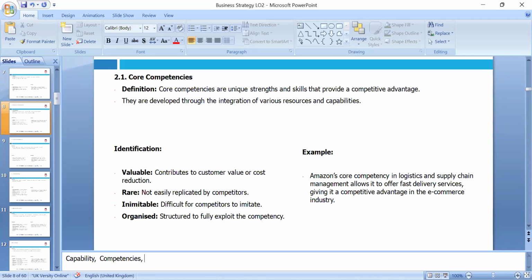Inimitability means it is difficult for competitors to imitate or copy, or to fully exploit the competencies. Amazon's core competency is logistics and supply chain. We can see it allows faster delivery, a competitive advantage in e-commerce, because they use a lot of embedded technology.